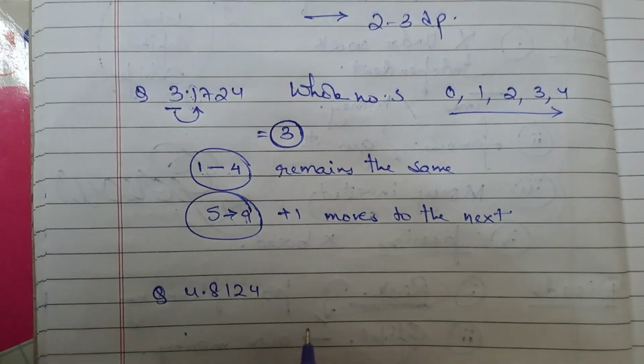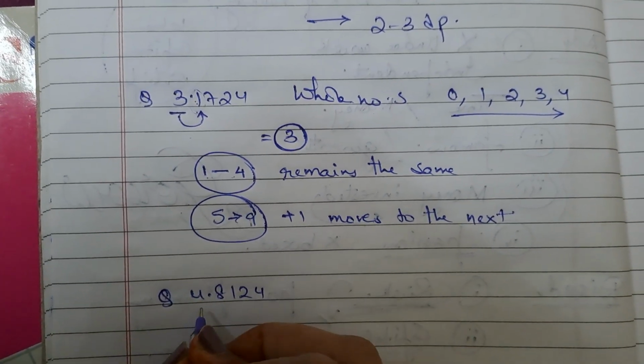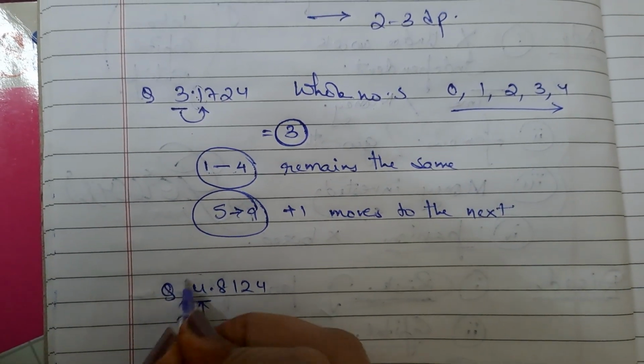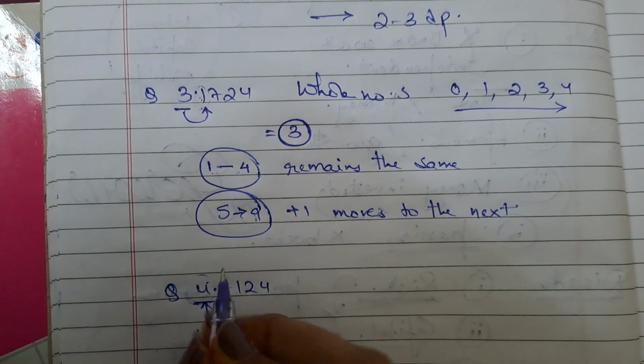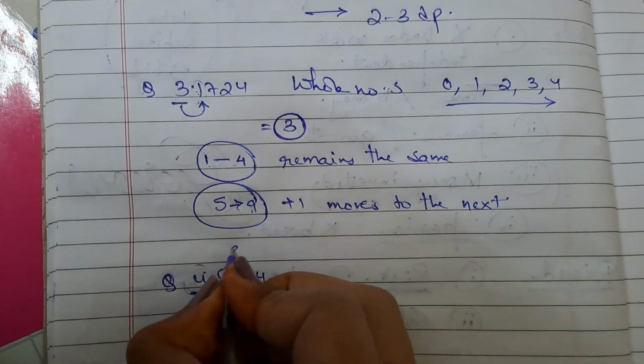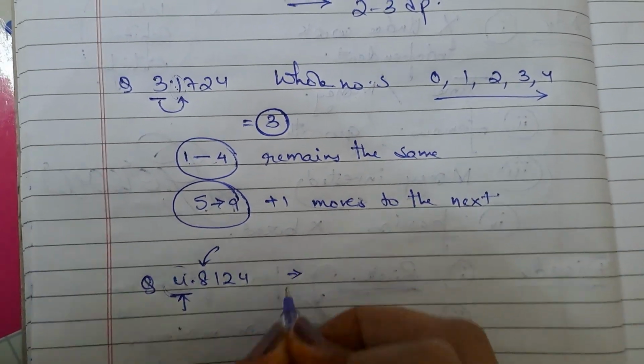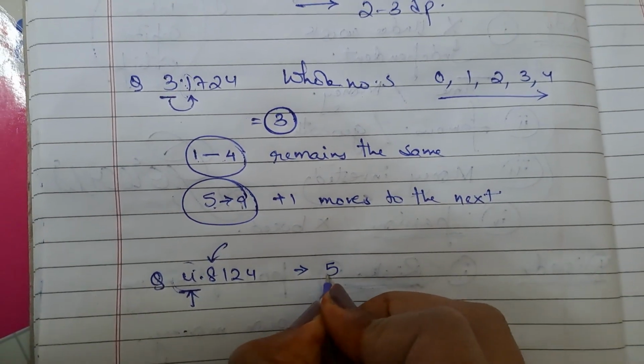Let's take another question, that is 4.8124. Here I'm looking for the nearest whole number. This is the whole number position that I have to concentrate on. I have to make this a whole number. The position right after it, I'm going to concentrate on. It comes between 5 to 9. So this number is going to be closer to 5.